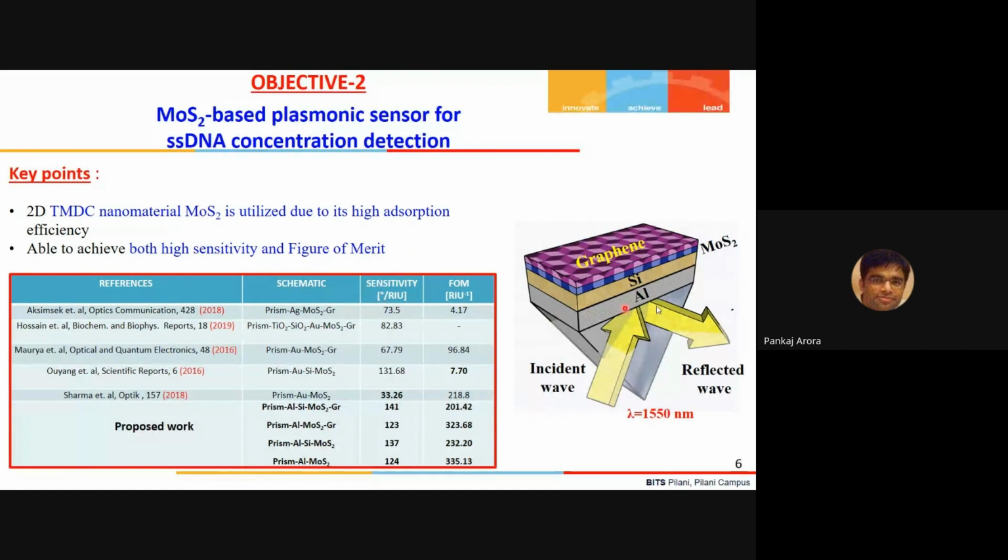So we tried to compare the same configuration with the previously reported results. It is not only helping me to increase the sensitivity, but also helping me to improve the figure of merit as compared to my previous work. With graphene, I was getting a figure of merit of only 95. Over here, I'm getting a higher figure of merit. So coming back to the work.